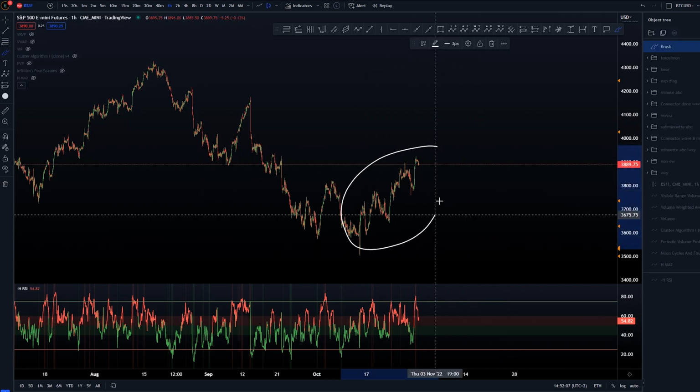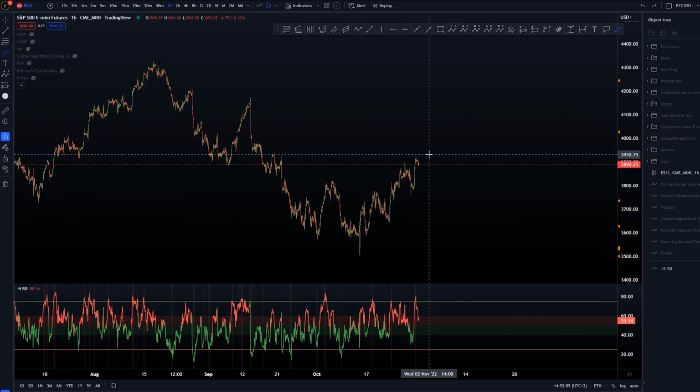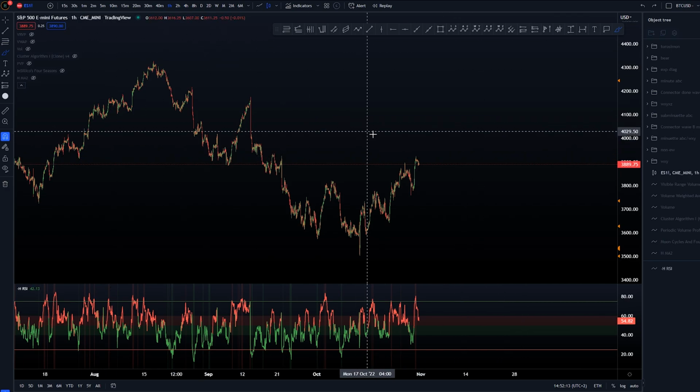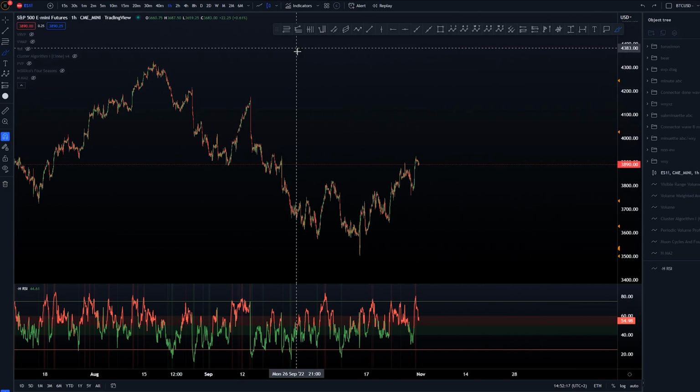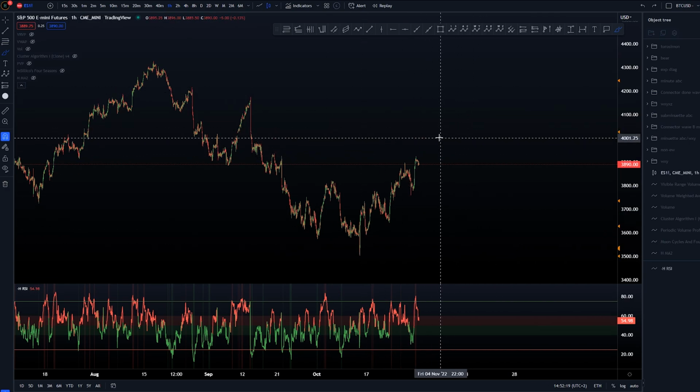Today we're going to be focusing on this structure over here, so if you want to be seeing the higher time frame structures, check out the weekend's video where I went through the drop from all-time highs to this date here. So today again focusing more on the smaller time frames.